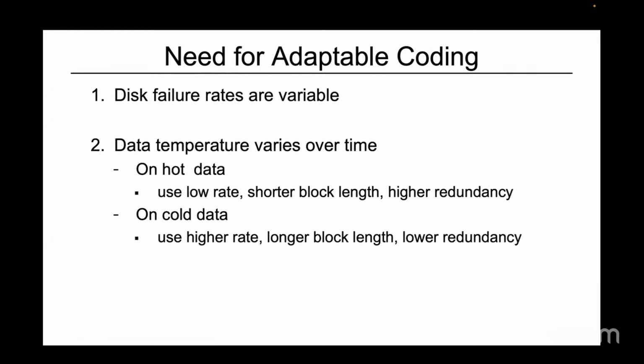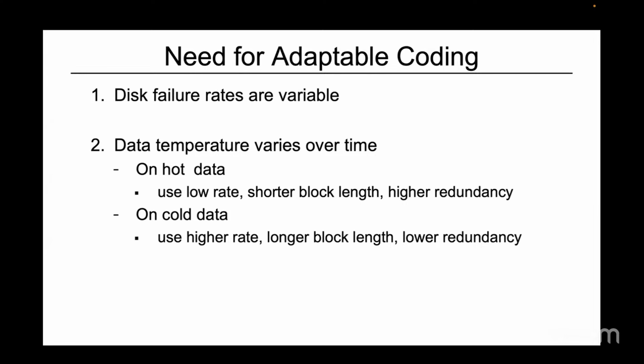Secondly, data temperature varies over time. When the data comes in, it is hot, so you want to use shorter block length codes with potentially higher redundancy. But as the data cools down, you want to move towards longer and longer block lengths with lower and lower redundancy to reduce the cost. There are also several other events that get triggered in storage systems used in these data center environments that sometimes require a change in these coding parameters.